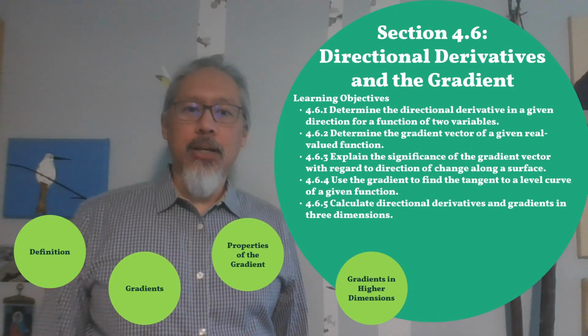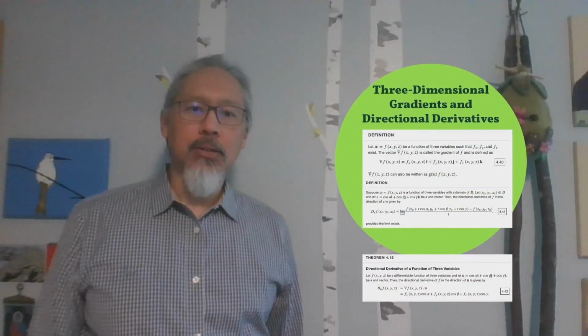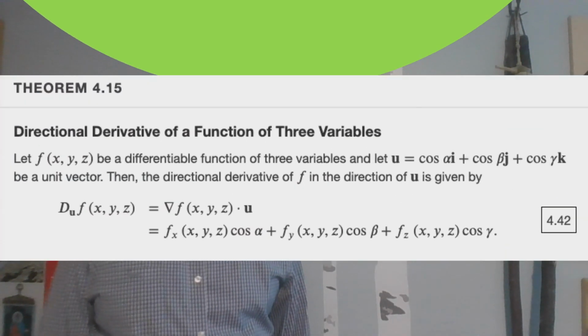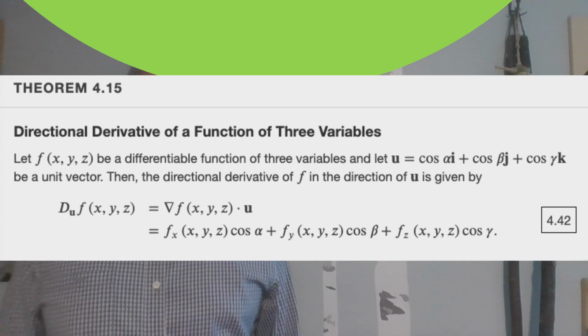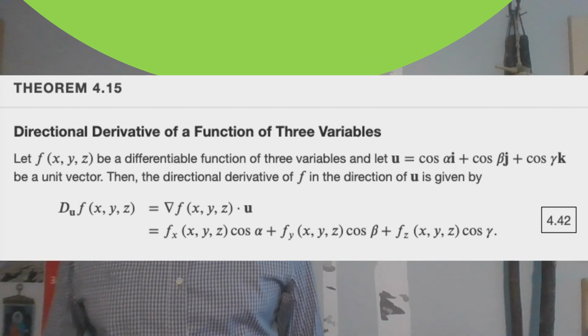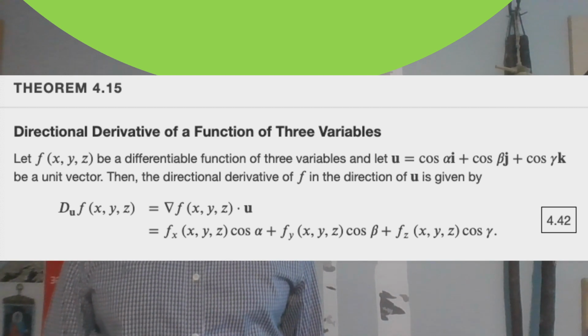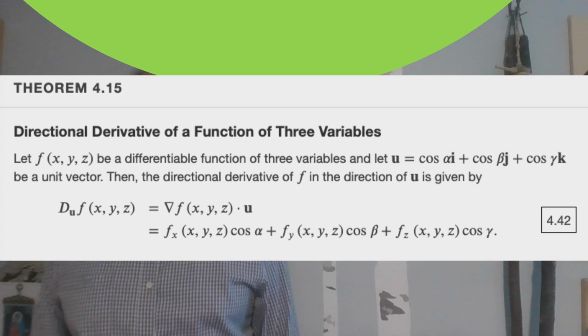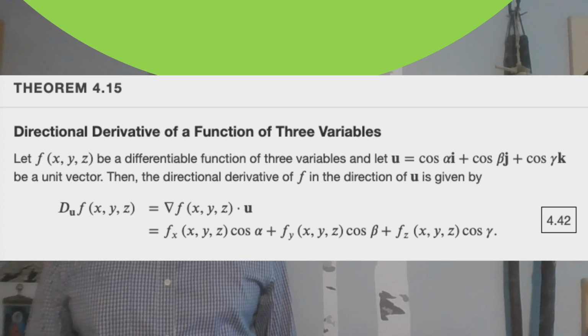Finally, we're going to take a look at gradients in higher dimensions as well. The definition is the same as the definition that we've seen. The directional derivative definition and the gradient definition are pretty much the same, except you'll have a third component associated with it. And also, the directional derivative, much like what we saw in the tangent plane, will be kind of like a dot product between the gradient and the unit vector that we're looking at.